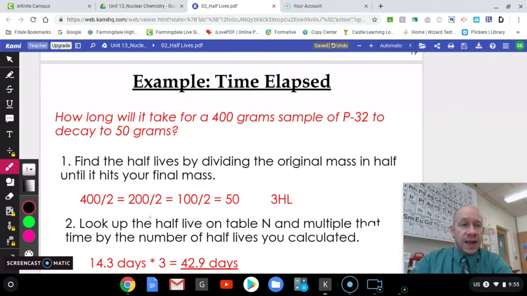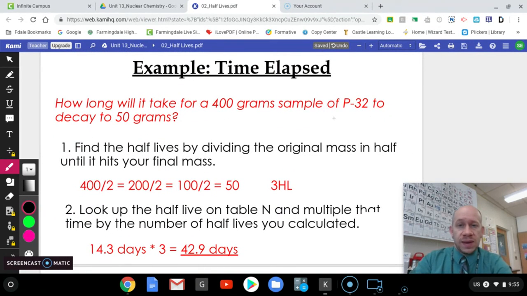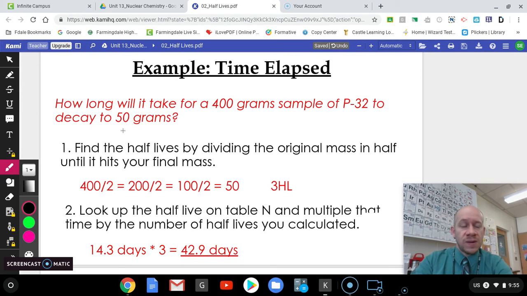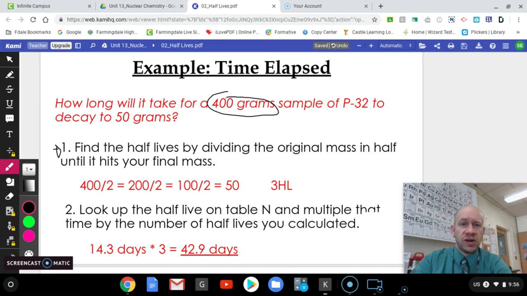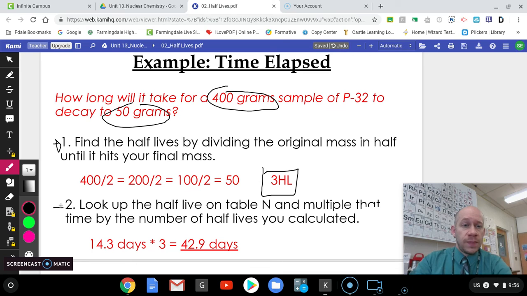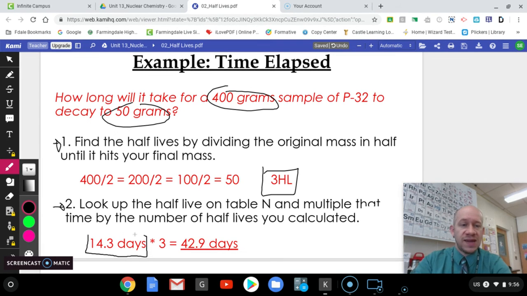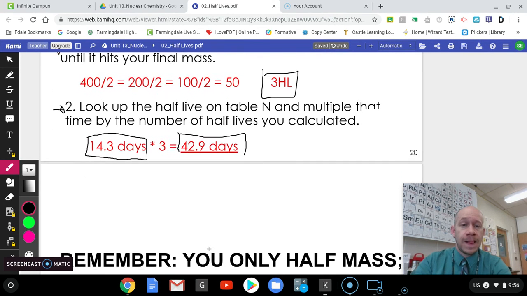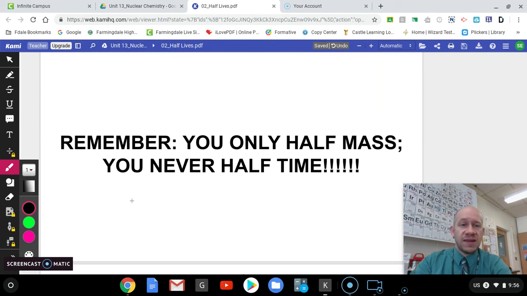The example, time elapsed. How long will it take for a 400-gram sample of P-32 to decay to 50 grams? First, find the half-lives by dividing the original mass in half until it hits your final mass. So I started with 400 and I ended with 50. So that's 3 half-lives. Second, look up the half-life on table N and multiply that time by the number of half-lives you calculated. So that's the total time. If I had 3 half-lives, times 14.3 days for 1 half-life, I have a total of 42.9 days. So remember, you only have mass, you never have time.